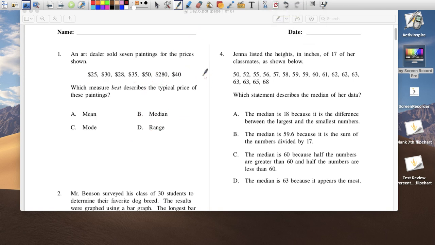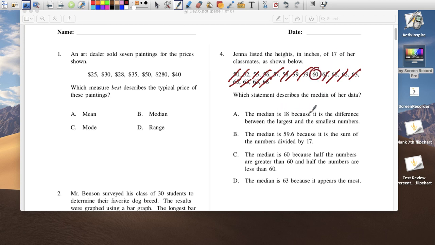Jenna listed the heights in inches of 17 of her classmates as shown below. Which statement describes the median of her data? They are in order, so let's find the median. Let's go from one end to the other. Cross off one from this side, one from this side, and keep working towards the middle. And here it is. The median is 60.